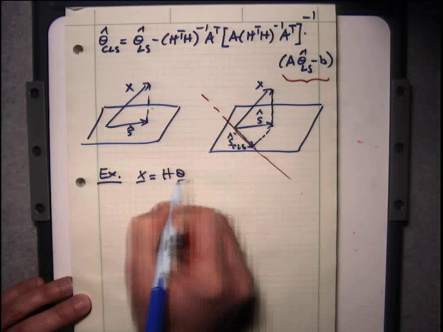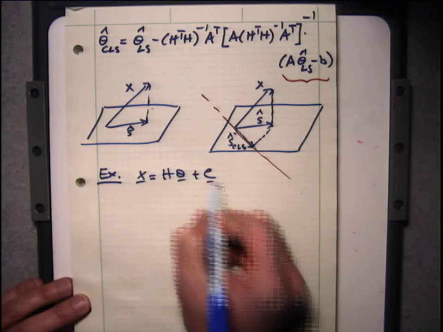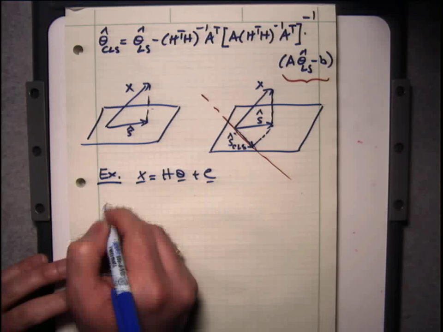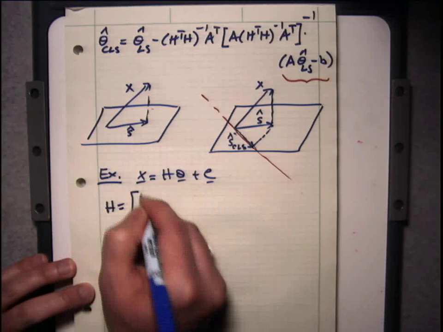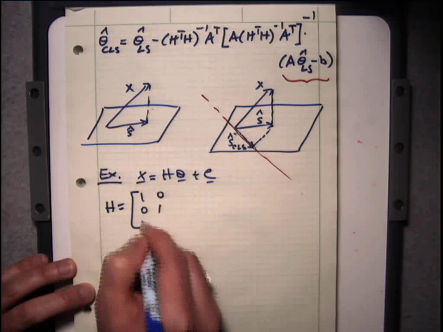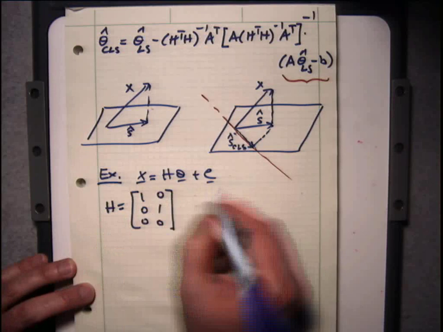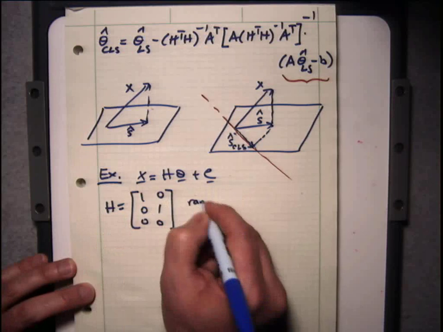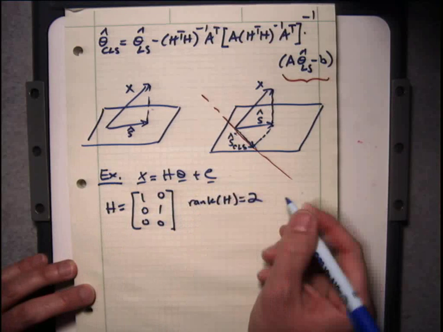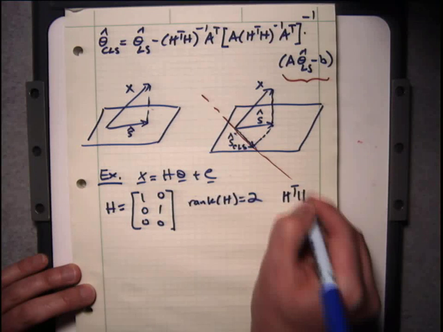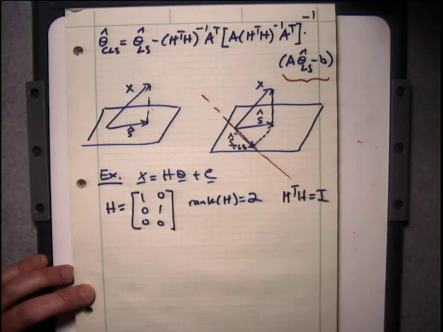x = hθ + e. Let's say H is like this: [1, 0; 0, 1; 0, 0]. So in this case, just notice the rank of H is equal to 2. And it's also true that H transpose H equals identity, just so happens that way.